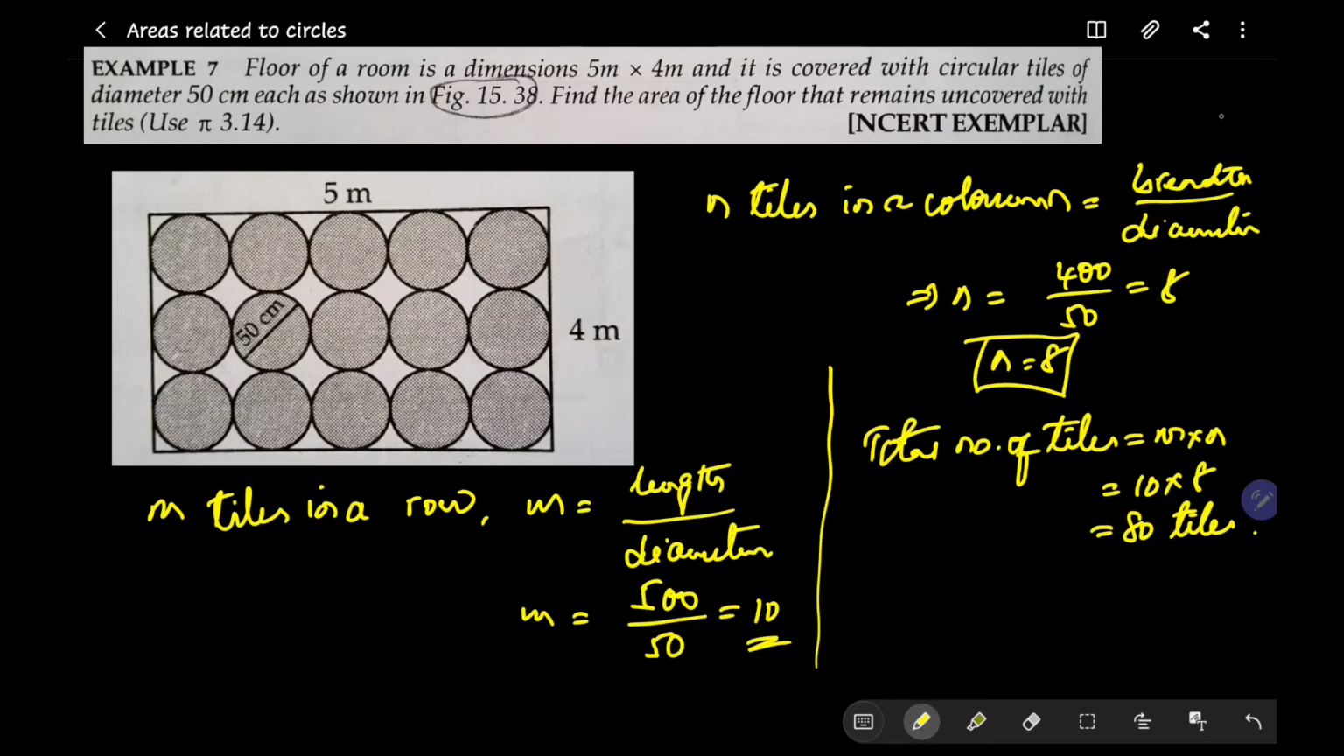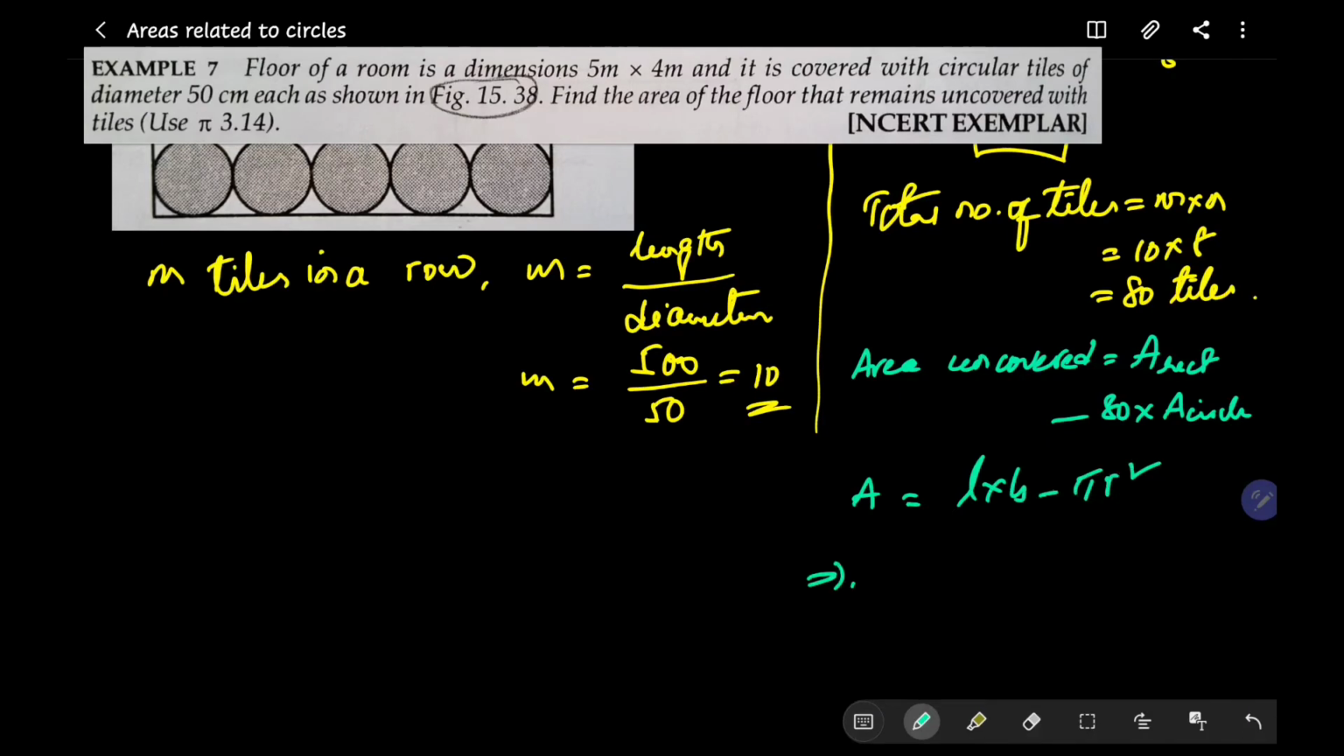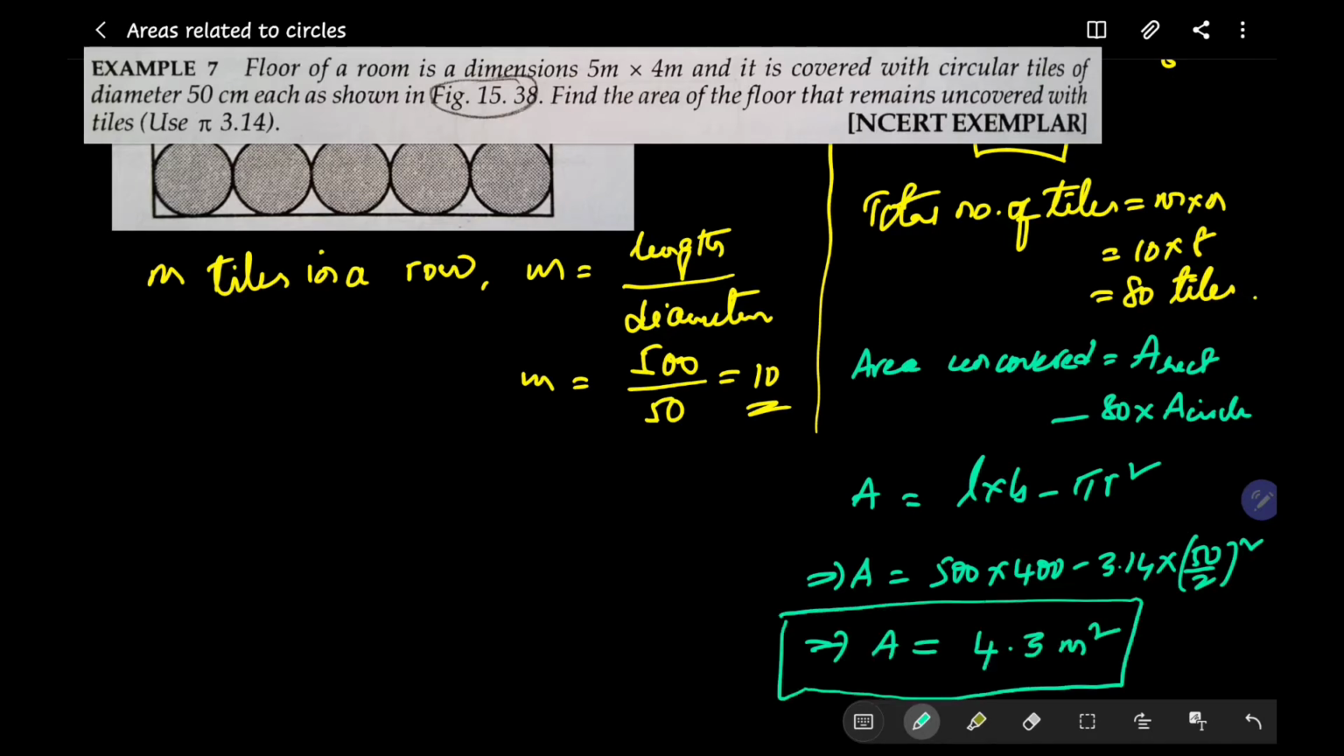Subtract the collective area of all these circles from the area of the rectangle, and thus we will get the area of the floor uncovered by these tiles as 4.3 meters square.